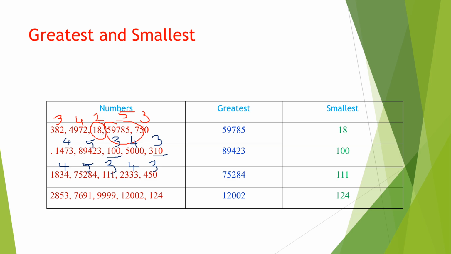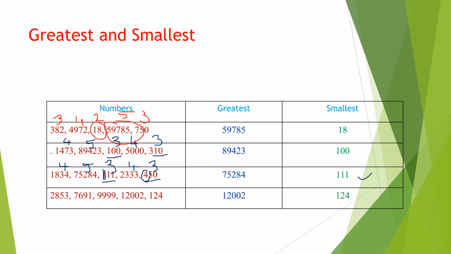Smallest number, see, 111 and 450 both have 3 digits. So, check the hundreds place digit first. In 111 it is 1 and in 450 it is 4. So, definitely 1 is less than 4. So, 111 is the smallest number.